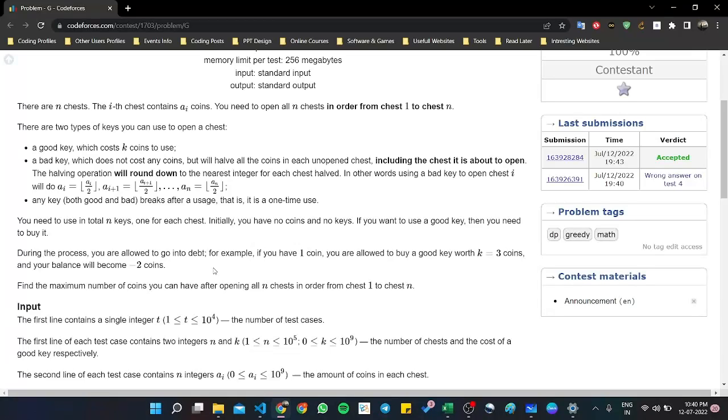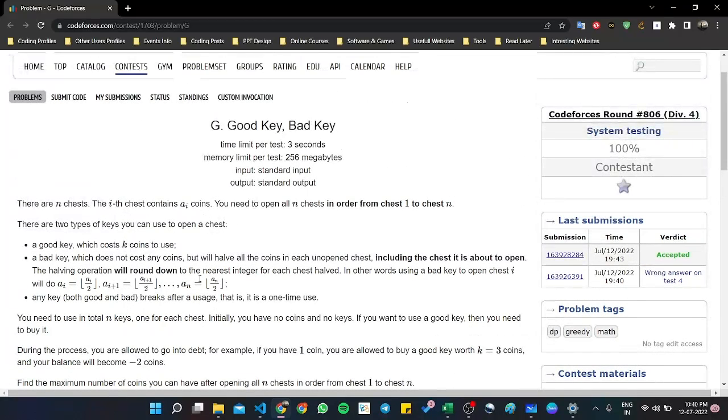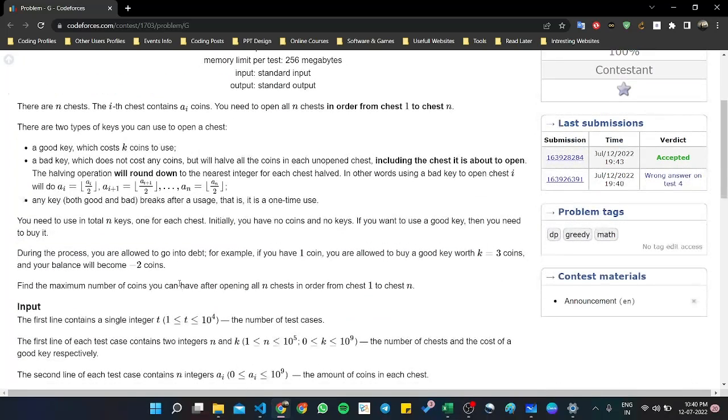So this is the question. You have n chests. You want to open them with either of the two keys. One is the good key, which costs k coins. The other is the bad key, which will reduce the coins of upcoming chests by dividing them by 2. We want to find the maximum number of coins we can get by opening the n chests.